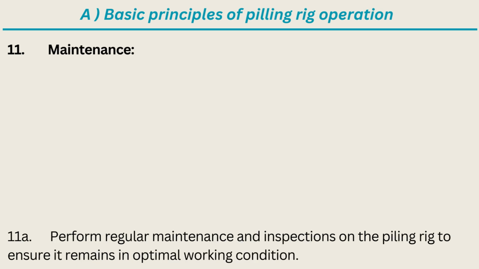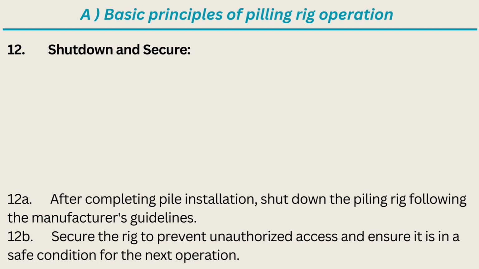11A. Perform regular maintenance and inspections on the piling rig to ensure it remains in optimal working condition. 12. Shutdown and secure. 12A. After completing pile installation, shut down the piling rig following the manufacturer's guidelines. 12B. Secure the rig to prevent unauthorized access and ensure it is in a safe condition for the next operation.